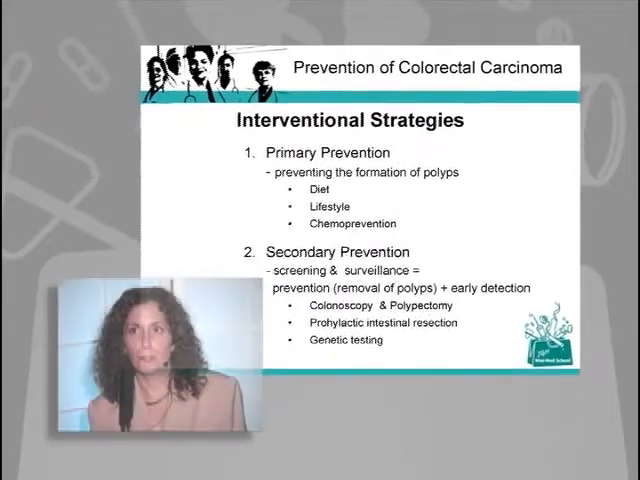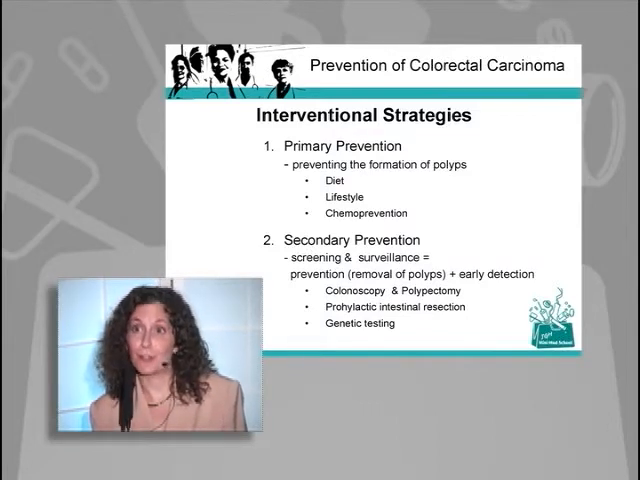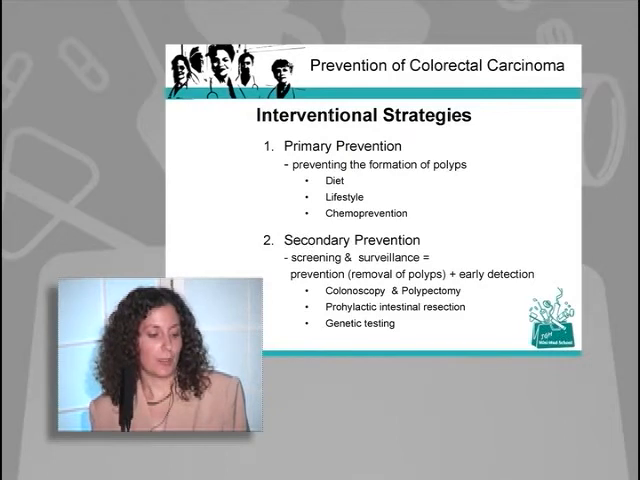So how do we prevent colorectal cancer? There are two types of strategies, and when we talk about screening and surveillance, we're really talking about secondary prevention to treat a problem that's there. But what about preventing the problem before it's created? What about preventing the formation of the polyps or the cancers altogether? Well, then we could look at modifications in diet and lifestyle or chemo prevention, and we'll talk about all these components.